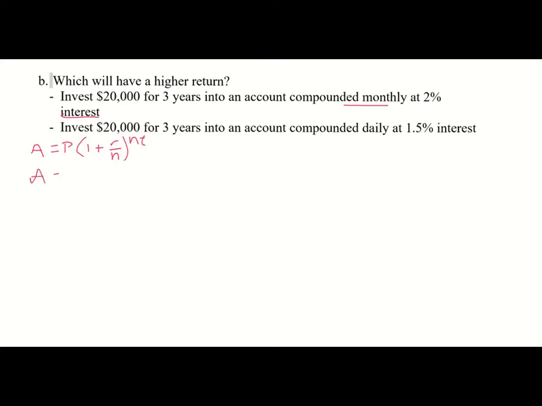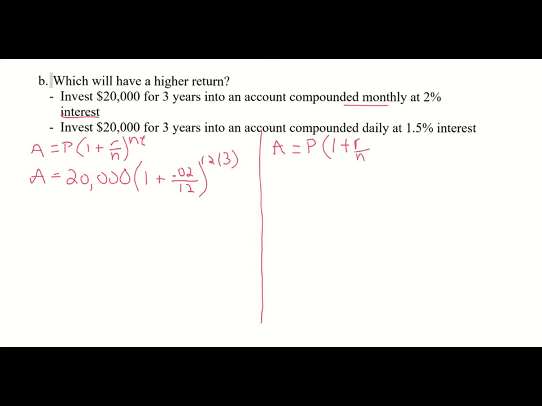So we'll have A is equal to $20,000 times 1 plus my rate, which is 2%, so 0.02, divided by 12, since compounded monthly means 12 times a year, raised to the 12 times 3, since it's in there for 3 years. All right, so that's the first one we're going to calculate. The other one, the formula stays the same, but the information changes. So we're going to have P times 1 plus the rate divided by the number of times compounded, raised to the NT power. So again, we are investing $20,000.